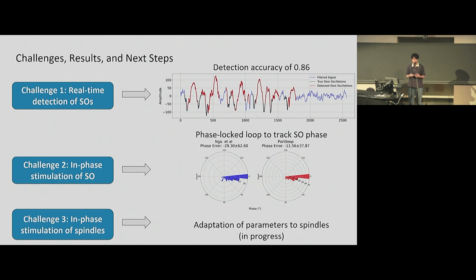Now what we are working on is to reuse this phase-lock loop and to use adaptive parameters for spindle. In the end, we would like to use the detectors and stimulators with Portaloop on different test subjects and to understand the stimulation effect of conjunctive and disjunctive periods of the two waves.